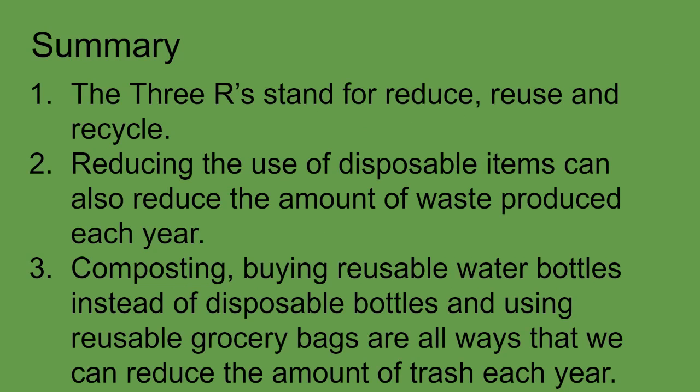Our summary. The three R's stand for reduce, reuse, and recycle. Reducing the use of disposable items can also reduce the amount of waste produced each year. Finally, composting, buying reusable water bottles instead of disposable bottles, and using reusable grocery bags are all ways that we can reduce the amount of trash we produce each year.